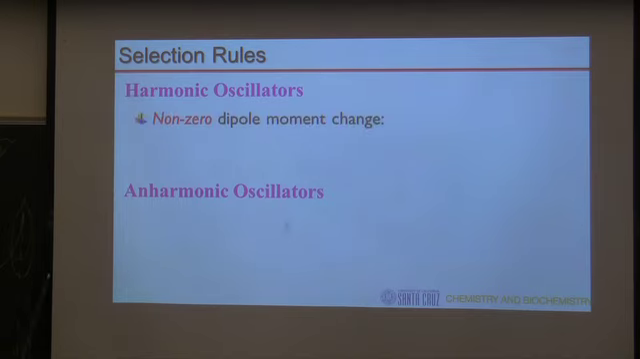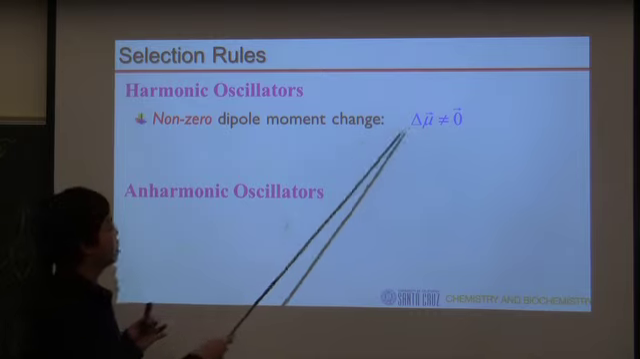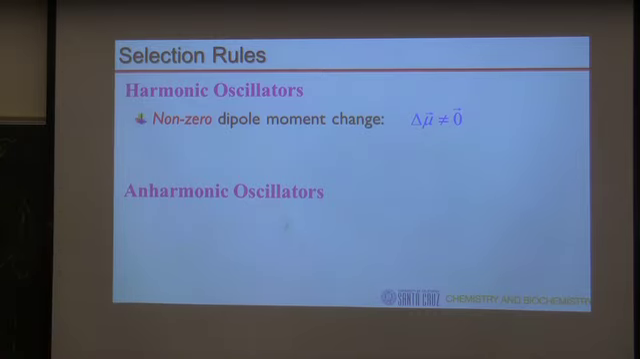For the first one, in order to observe the transition, or to give you intensity of the peak, there must be a non-zero dipole moment change. In mathematical expression, the dipole moment change must not be zero. Do you still remember the definition of a dipole moment? You learned it in your G Chem, you learned it in your O Chem. Just think about that. We'll talk about that. I'll give you a picture, and maybe you can recall it from your various classes.